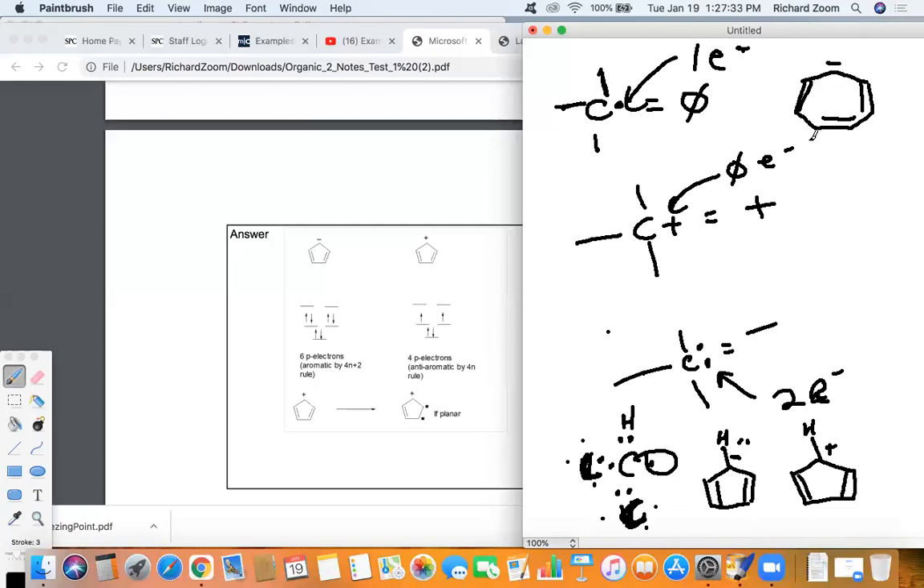That's right. Now put a minus here. How many electrons do we have now? 8. Yeah. That one's anti-aromatic. Okay, as long as the charge breaks it up. That was my question. Yeah.